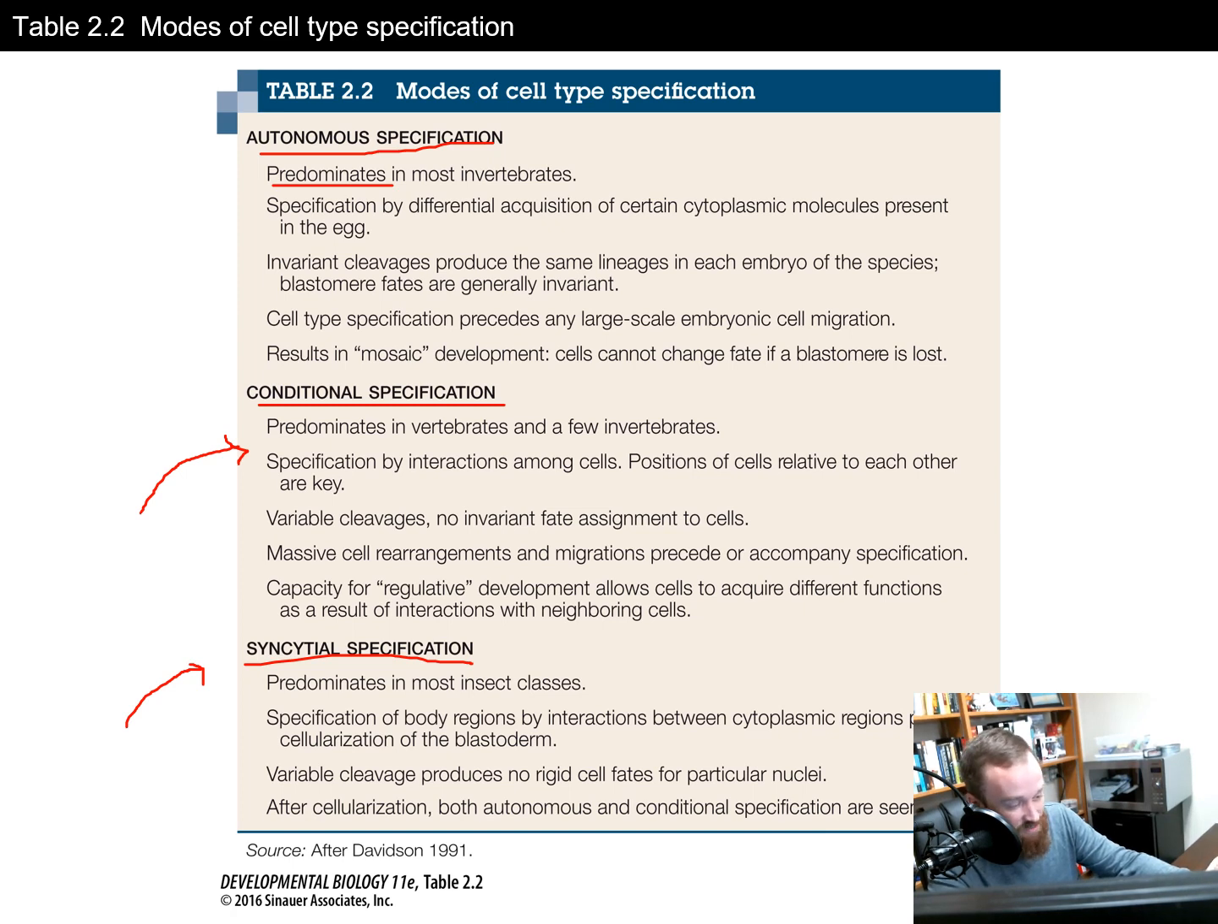For your knowledge, this is a summary slide as to how these three different modes of action are grouped by organism.